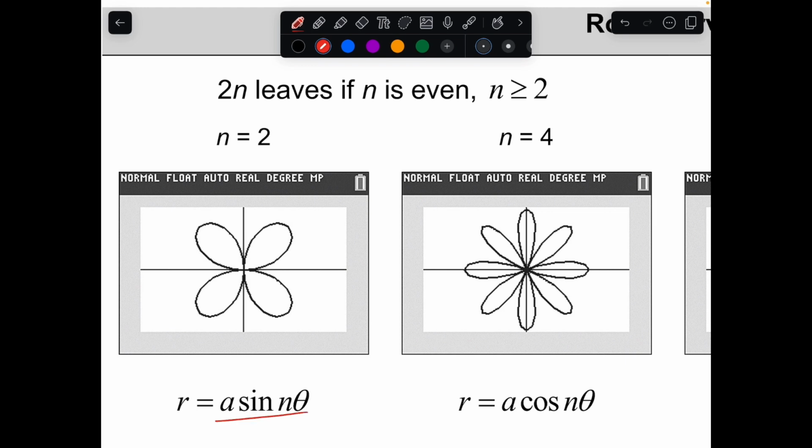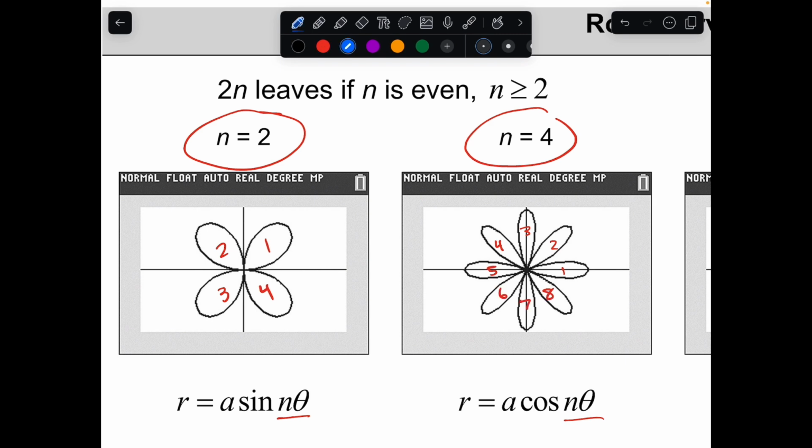Now, we have sine and cosine just like before. However, this time we're not just dealing with theta, we're dealing with n times theta. And n is where things really start to differ. If n is even, we're actually going to have 2 times n leaves. So in this case, when n is equal to 2, we're going to have twice as many leaves. So we have 2 times 2 is 4. 1, 2, 3, 4 leaves. Now in this case, we have n equals 4. And how many leaves do we have? 1, 2, 3, 4, 5, 6, 7, 8.